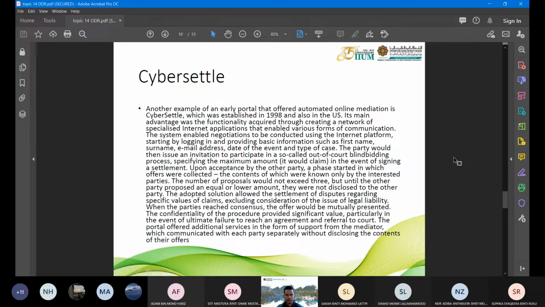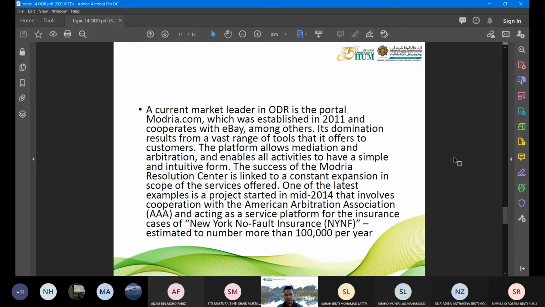Cybersettle is one of the websites doing this in the US. Yeah, they are quite established. There are many more websites that you can check out, but most of them are based in the US. But in Malaysia, the established dispute resolution is the one managed by the Malaysian Mediation Centre, and even AIAC, whose former name was KLRCA.